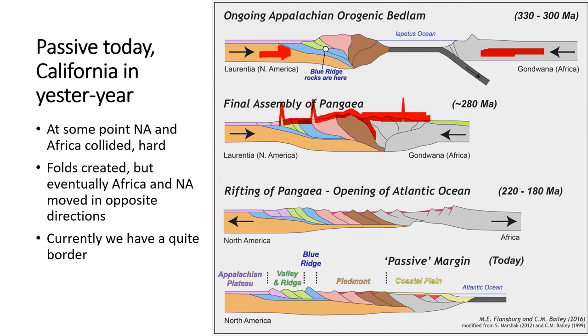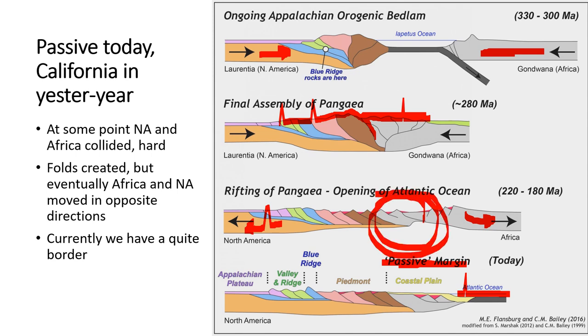But at some time, the plates started to pull away from each other. The forces pushing them towards each other relaxed, and now they pushed away from each other. And as they pushed away from each other, they created what we call a passive margin, and they opened up the Atlantic Ocean. So here's the Atlantic Ocean forming. And you can see these gray rocks here. Those gray rocks were actually pieces of the African plate which got left behind.